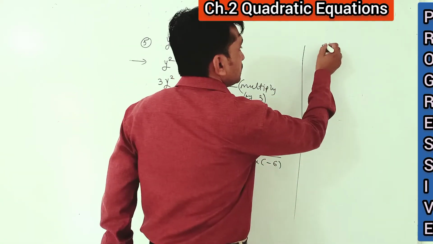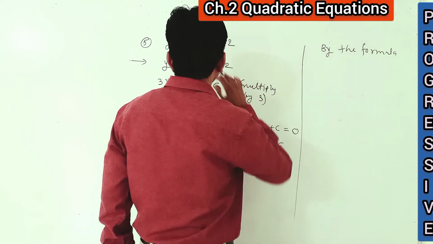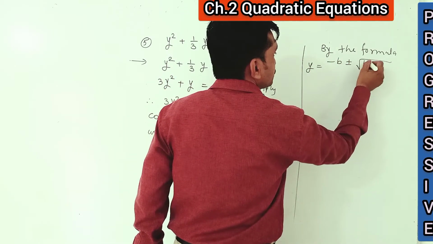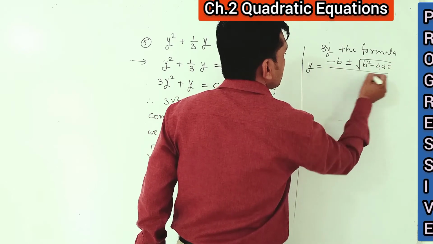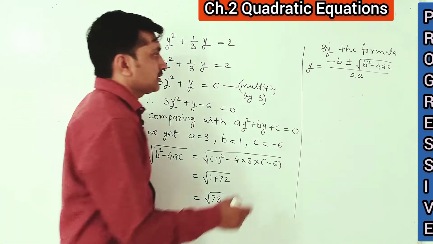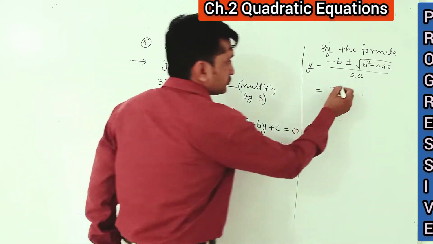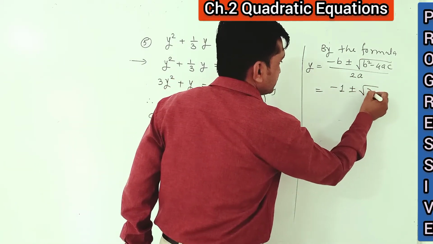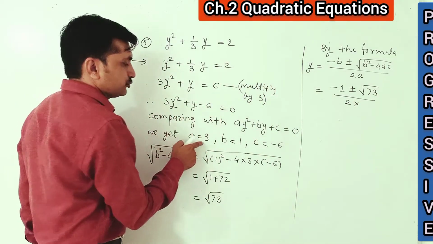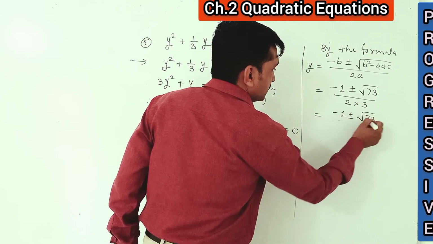Here I continue by the formula. Now formula you know. What is variable here? Y. Therefore I write y is equal to minus b plus minus root b square minus 4ac. When you will solve examples, then automatically it will be learned. Now put values. Minus, what is b value? B value 1, so minus 1 plus minus root 73 upon 2 multiplied by, what is a value? A value 3 is equal to minus 1 plus minus root 73 upon 6.